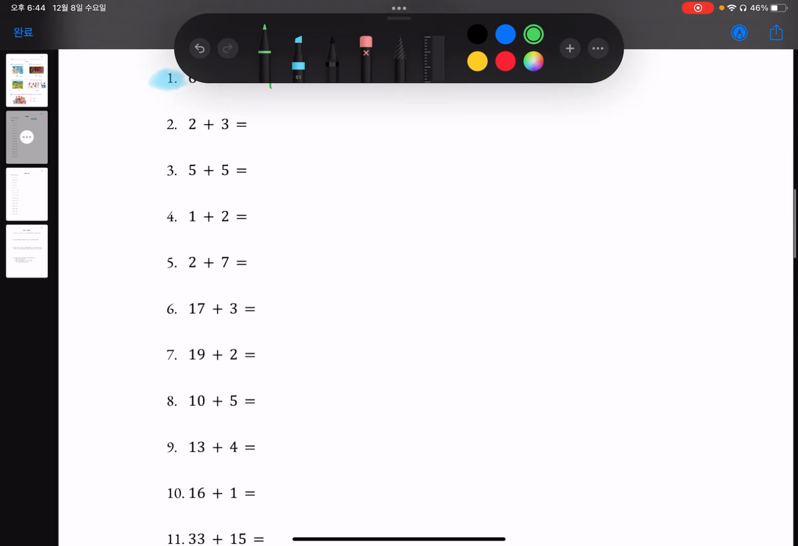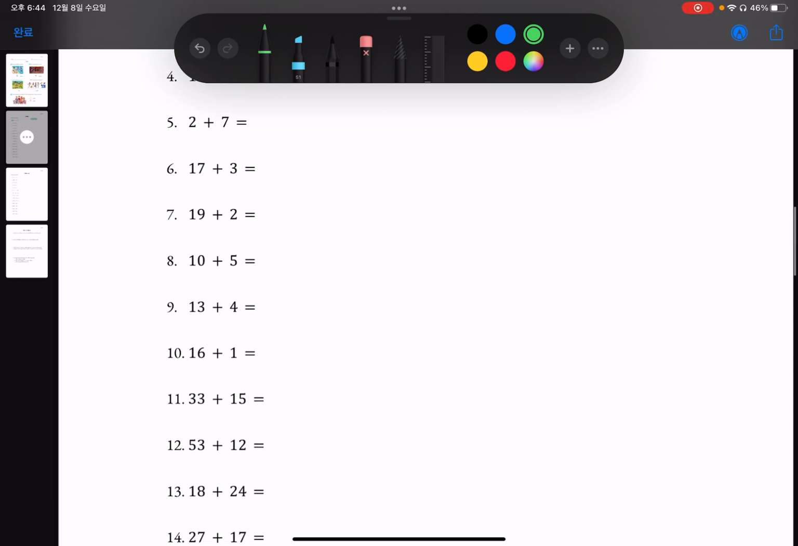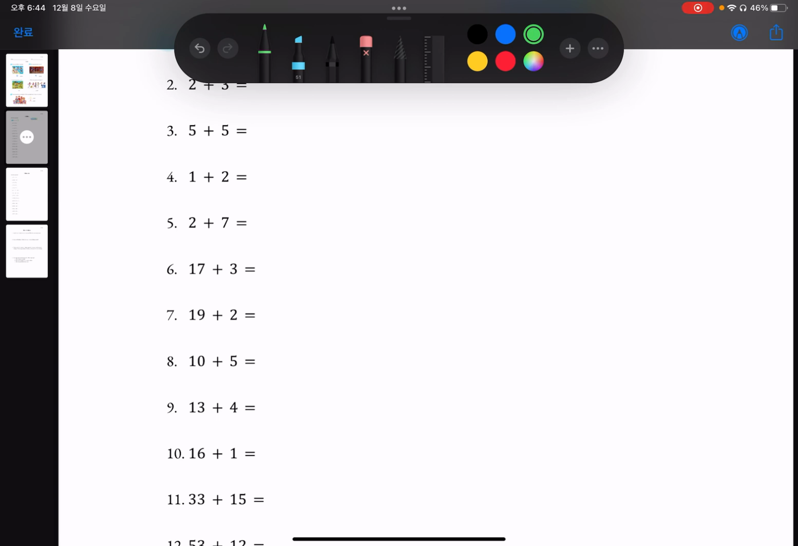Let's look at number 6. It says 17 plus 3. Another way is a step. And what you do is you start with 17 and you move 1, 2, 3 steps to the right. And you just count afterwards. 17, 18, 19, and 20. So the 20 would be the answer.